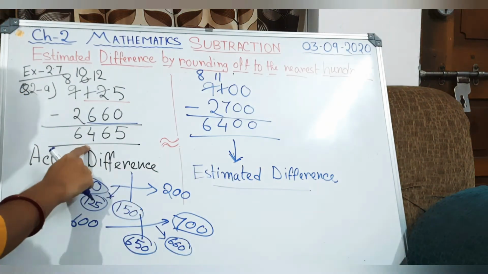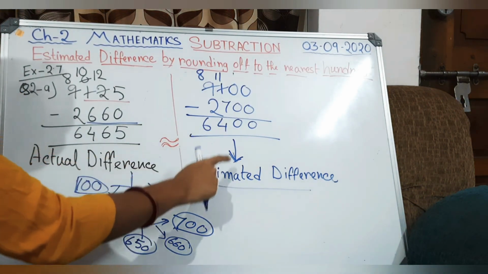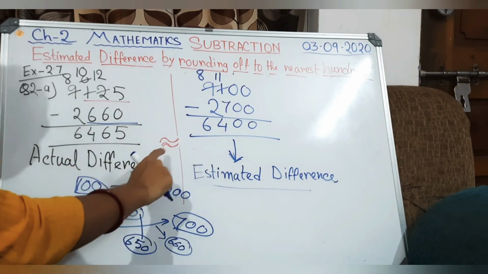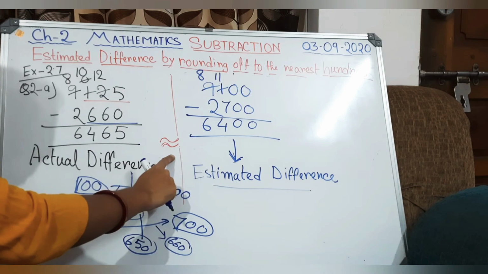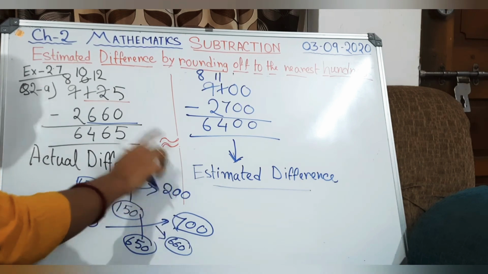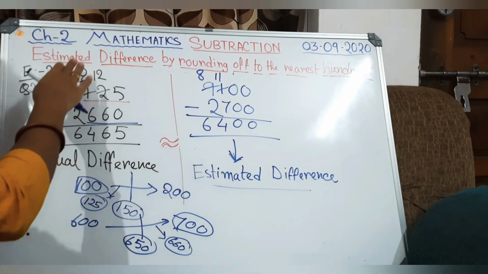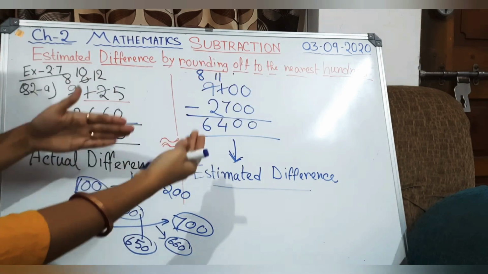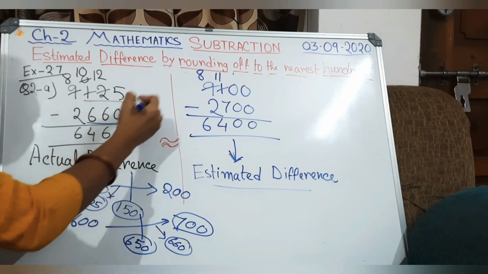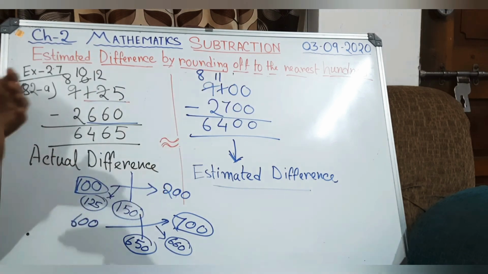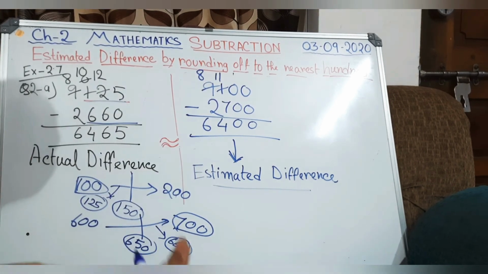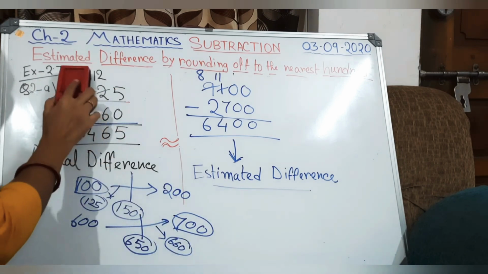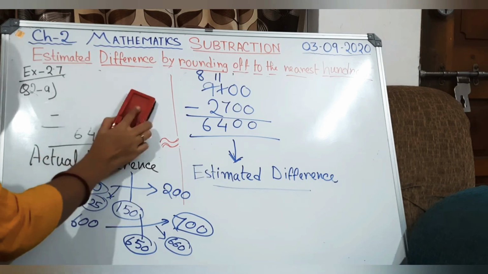Okay. It was my actual difference. And it is my estimated difference. And what is the relation between these two sums? That is the approximate sign. Understood? We have done the estimated difference by rounding off to the nearest 100. Because these numbers here we have changed. We have made these numbers round off to their nearest hundredth place. Okay students?